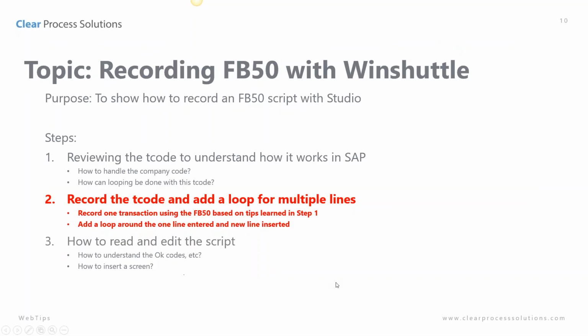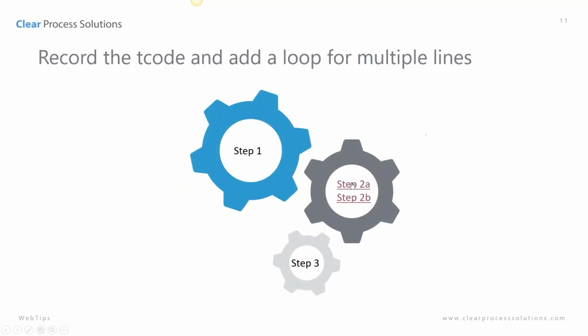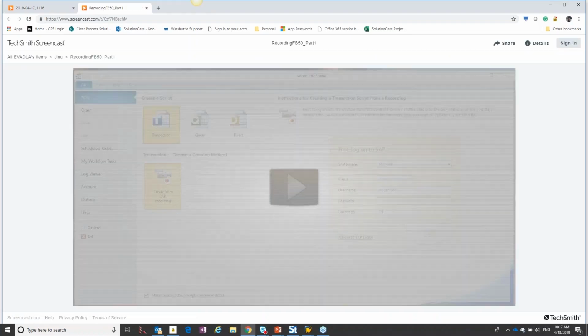Okay, so let's move on to the next step: how to record the T code and add that looping information. We're going to record the transaction using FB50 from the tips we learned in step 1, and then we're going to show you how to add a loop around the one line that we entered and insert a new line. Let's take a look at that.